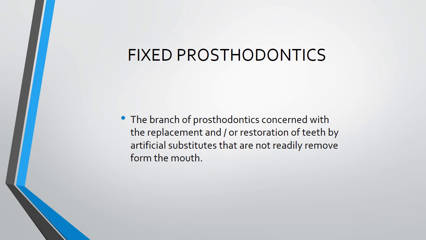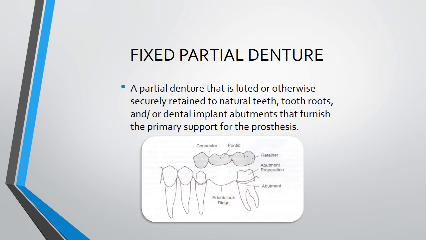So, fixed prosthodontics can be defined as the branch of prosthodontics concerned with the replacement and restoration of teeth by an artificial substitute that is not readily removed from the mouth. I mean to say, which is permanently or securely luted with a material onto the prepared tooth. The fixed partial denture is defined as the partial denture that is luted or otherwise securely retained to the natural tooth, or a root, or an implant that gives the primary support for the prosthesis.